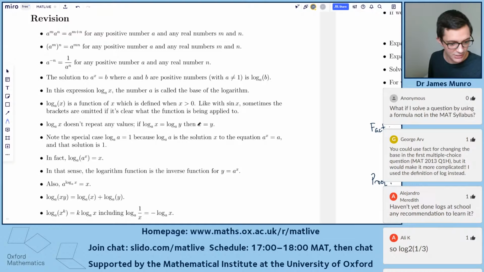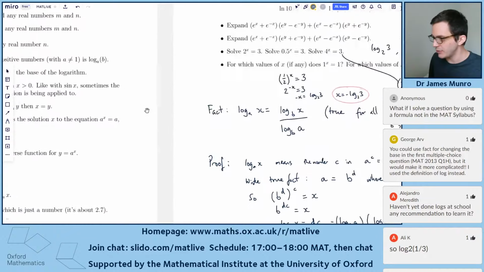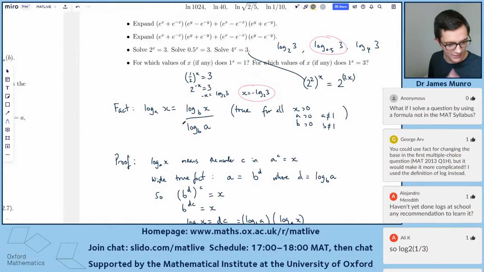Ooh, changing base. George is looking ahead to see whether we can use this fact that some people know to make questions easier. But it makes it more complicated. Okay, thanks, George. Right. Good.